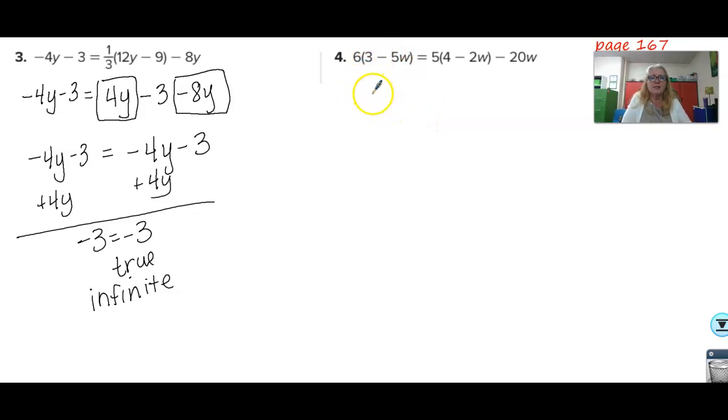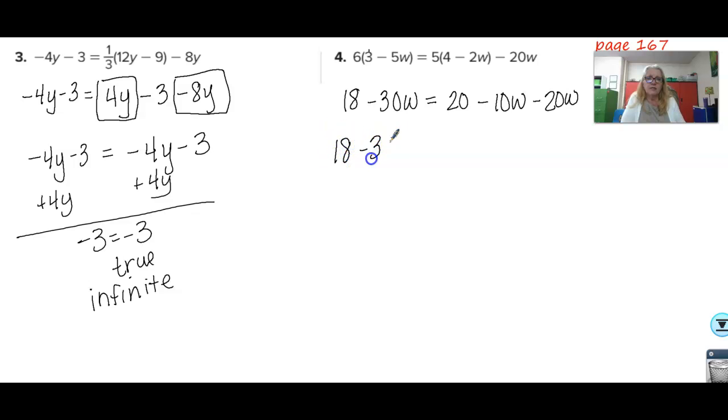Number 4. Oh, messy on both sides. Distribute. 6 times 3 is 18. 6 times negative 5w is negative 30w. Then we get to the equal sign. Distribute on this side. 5 times 4 is 20. 5 times negative 2w is negative 10w. And then we have this straggler over here, this minus 20w. On the left, we have 18 minus 30w equals. There's no one to combine with the 20, but we can combine a negative 10w and a negative 20w to give us negative 30w.